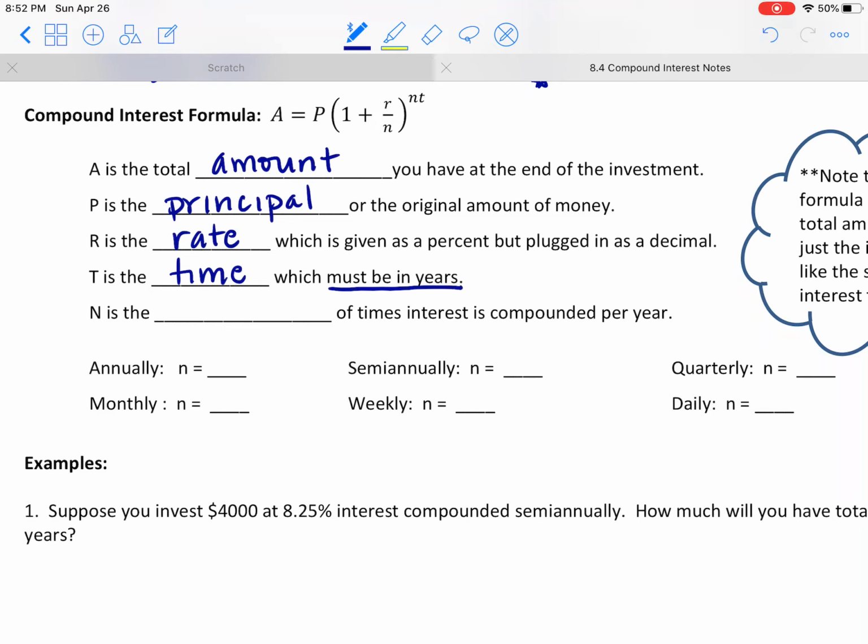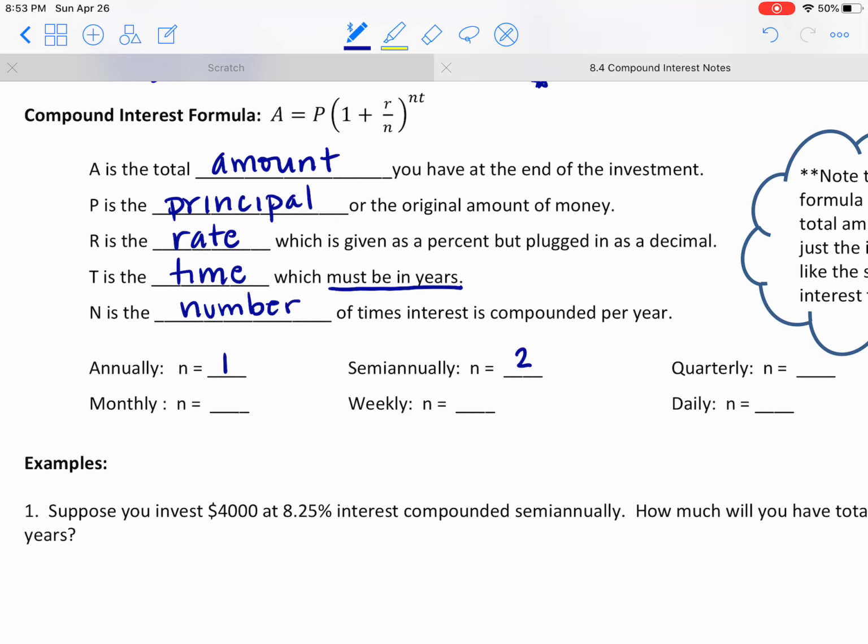R is still the rate, still given as a percent and converted to a decimal. T is the time. And for our compound interest formula, that time must be in years to go into this formula. So if we had any kind of time that wasn't in years, we'd have to convert it. And then in this formula, we have to know how often we're going to be compounding the interest. So N is the number of times per year that we will compound interest.